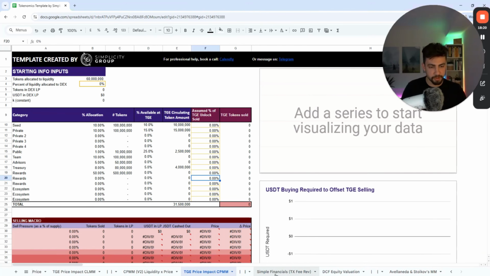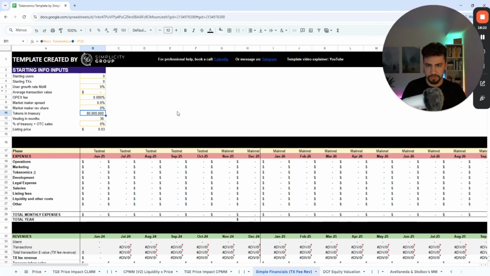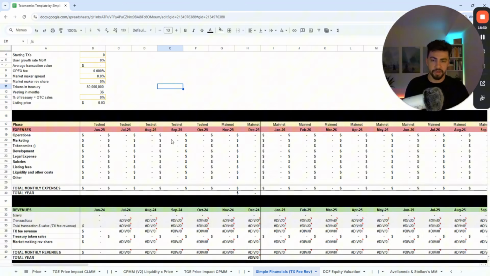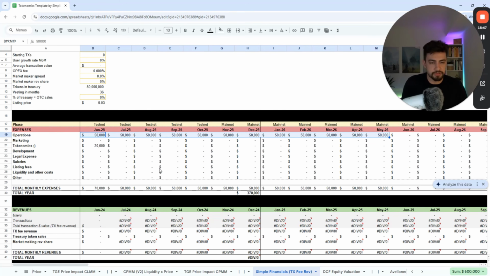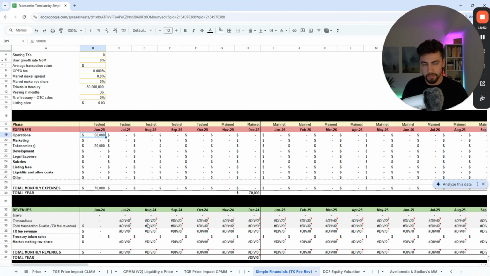Now, the last bits here are the financials. This is super simple, right? In essence, if you don't have financials, you can use this as a starting point, a starting baseline. What we have here is the expenses. So these are your costs like operations, tokenomics, listing fees, salaries, whatever. You just fill it in. Let's say you're spending 50 grand on operations, 20K on tokenomics, maybe operations is a continuous thing. You just drag it like that. You know how to use Google Sheets, right? But there you go. These are your costs. You can calculate and track everything here. I highly recommend using this as a baseline, right? Because this isn't the most detailed thing, but it's a good starting point.